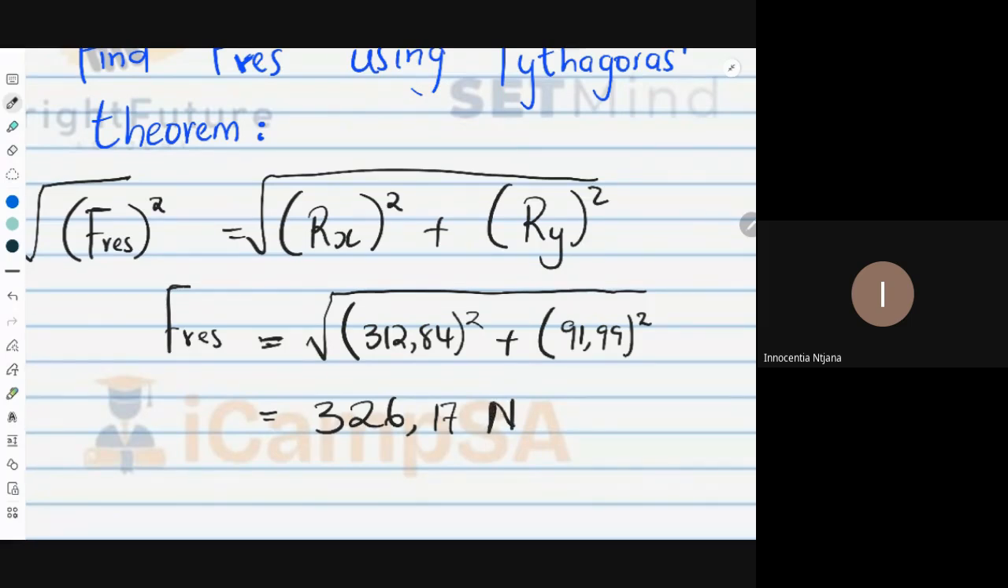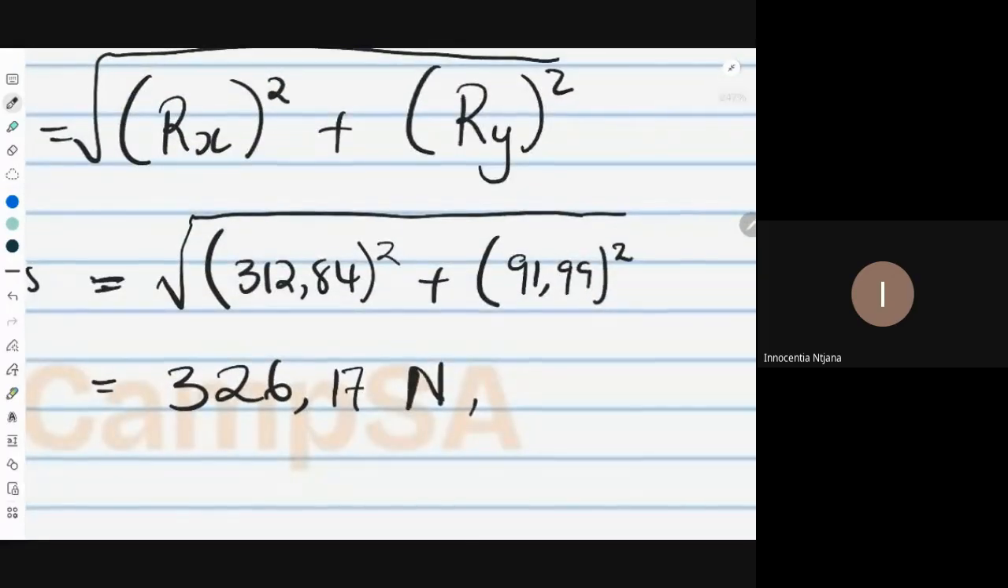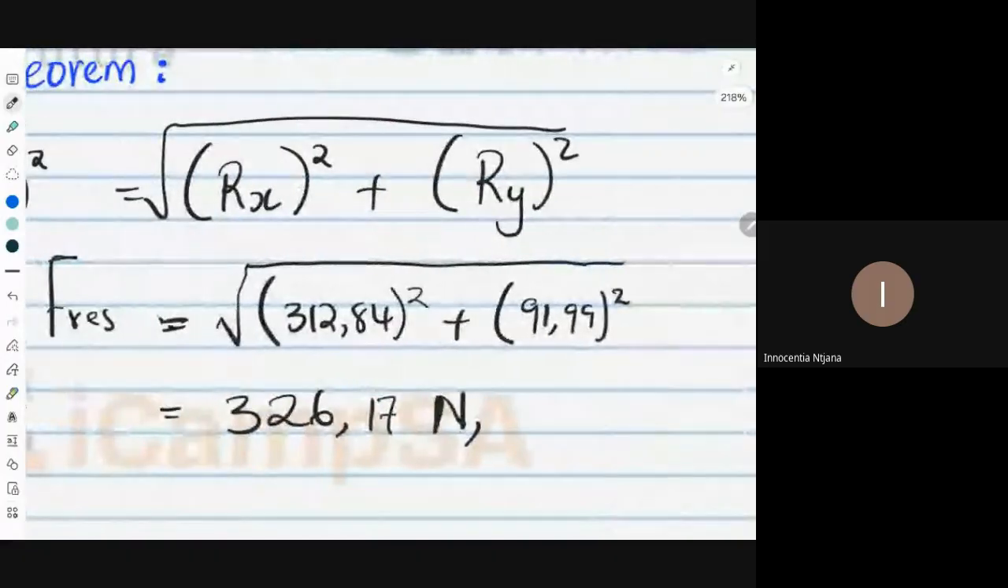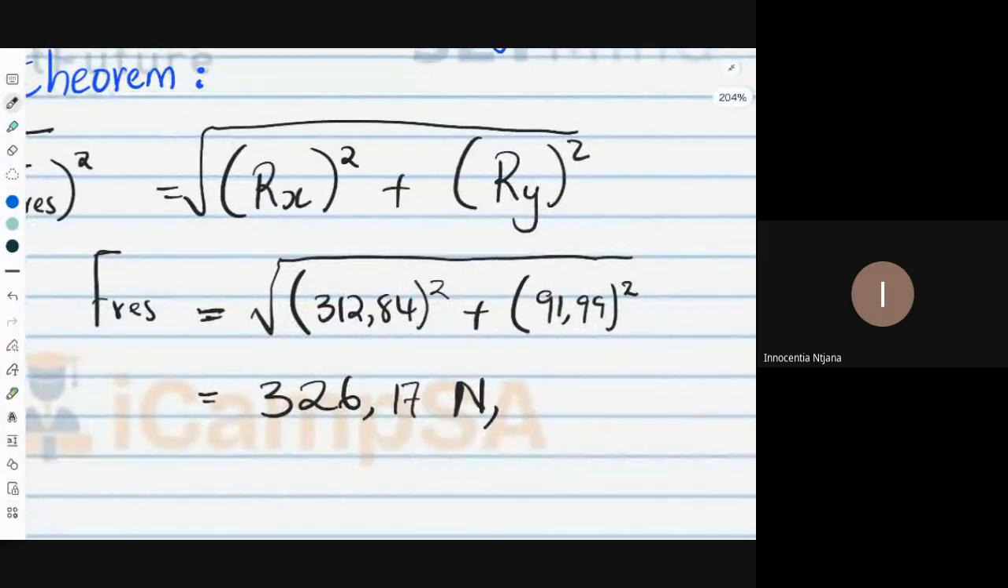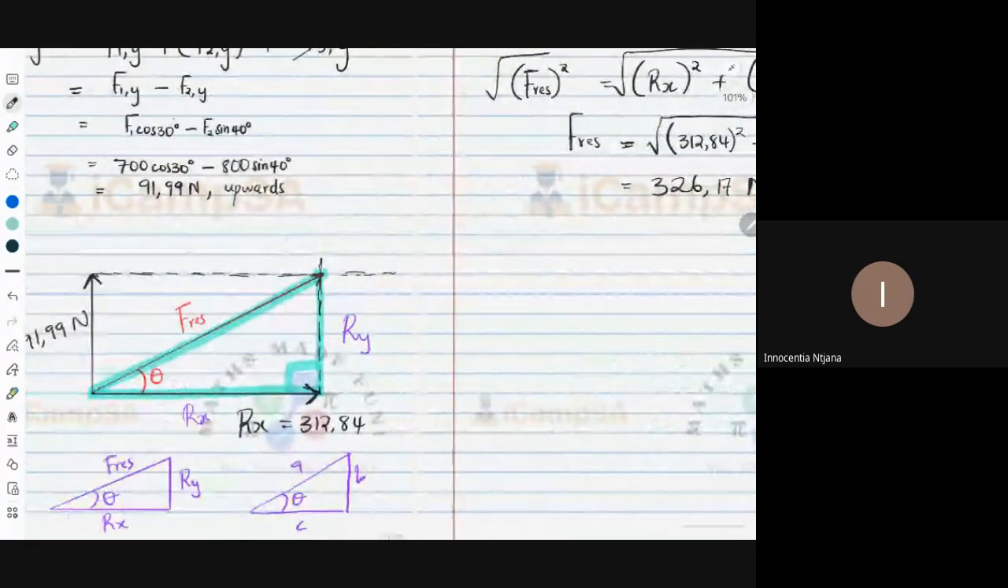Otherwise, if I was marking your paper, I'm going to give you a 0 for the answer. I would be that harsh, by the way, guys. Units are very important, but one day you will learn. Okay, thank you for that, Innocentia. So now, remember what I said. F res is now a 2D vector. So we can't say it's going right, up, left, wherever. We have to find its direction using theta, because it's a 2D vector.